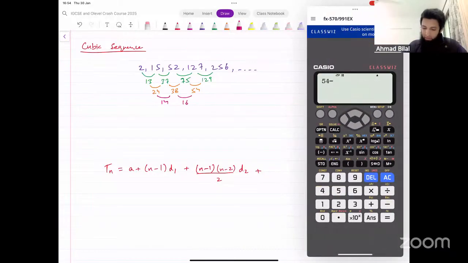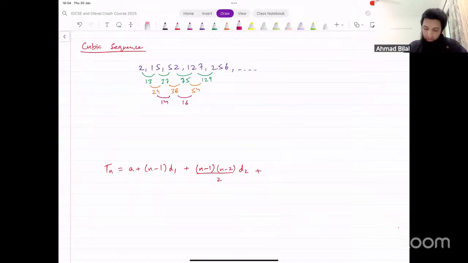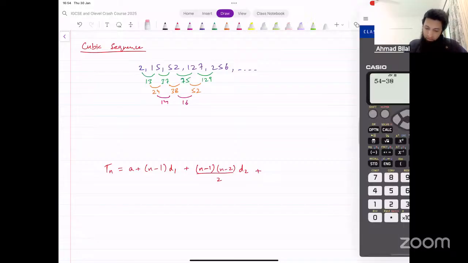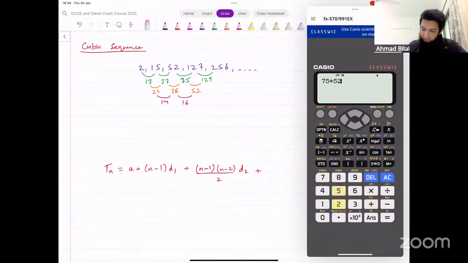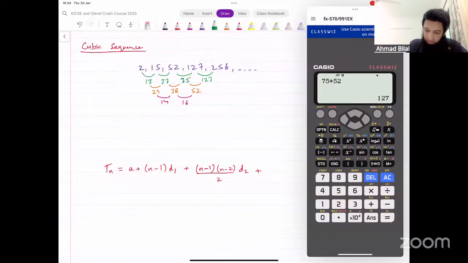54 minus 38. That's 16, right? Okay, what if I were to try and change this? I could make this 52 somehow. And if I can do that, then that should become 75 plus 52. And that's 127 then. And then this times 2, 254.